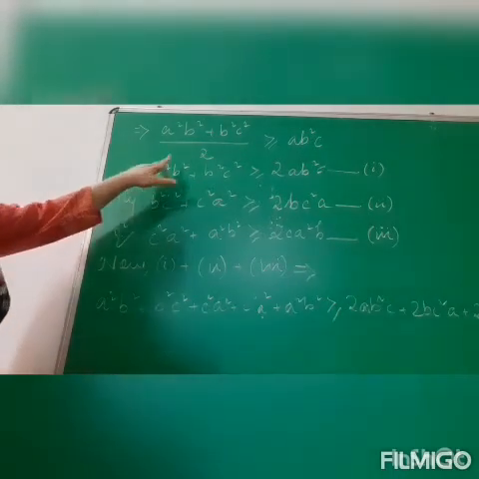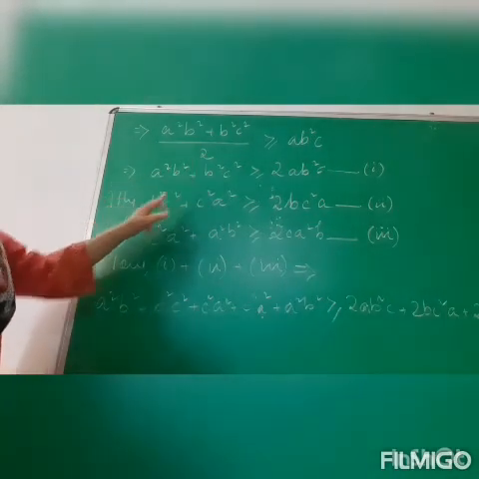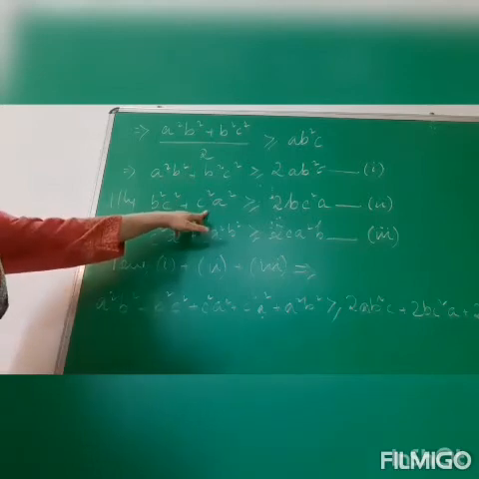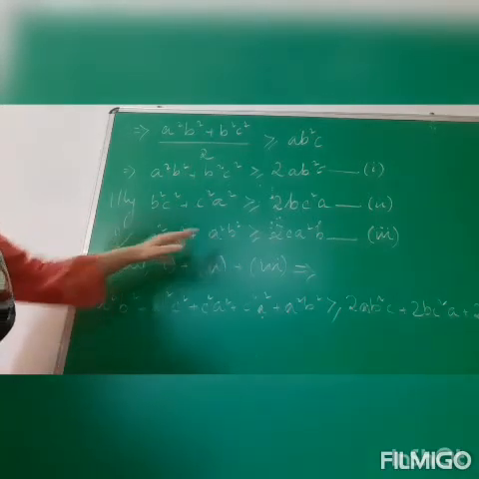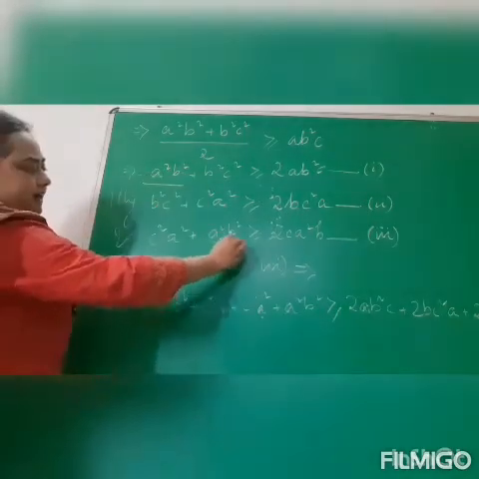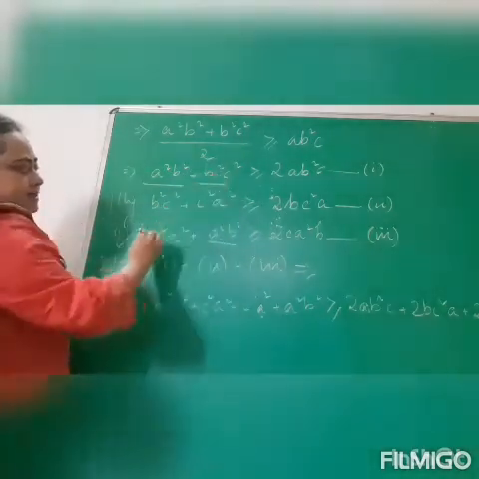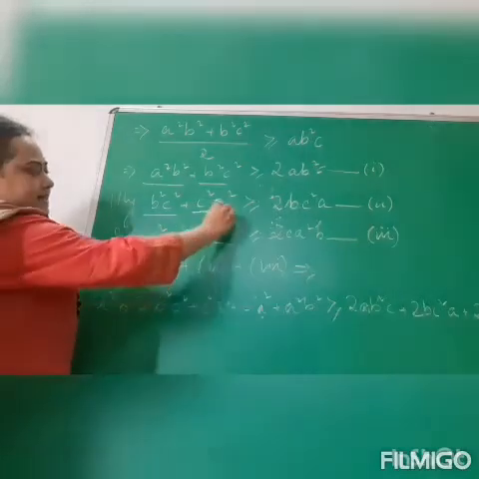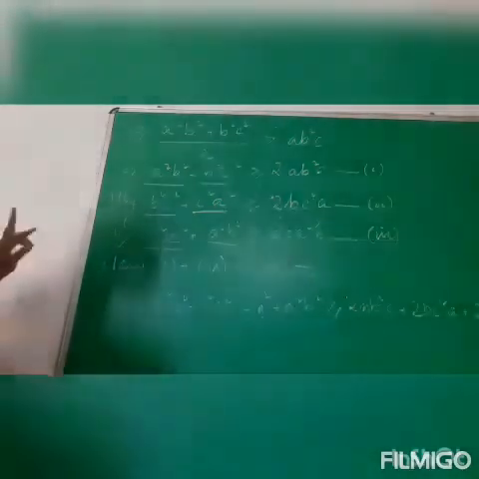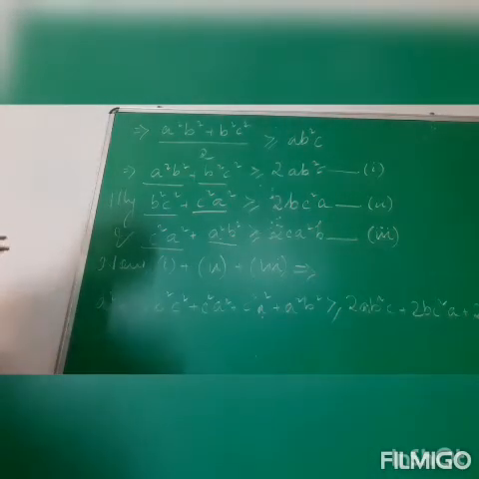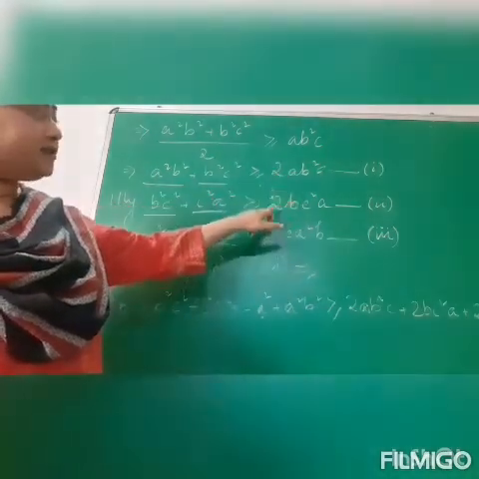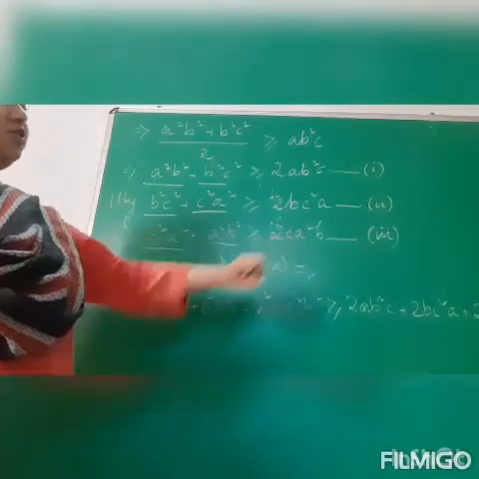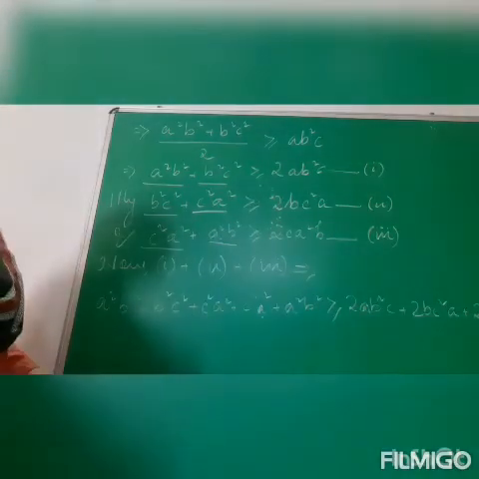A square b square plus b square c square plus b square c square plus c square a square plus c square a square plus a square b square. See here, a square b square, a square b square, b square c square, b square c square, c square a square and c square a square. That means there are 2 of each term, which is greater than equal to twice a b square c plus 2b c square a plus 2a square b c.